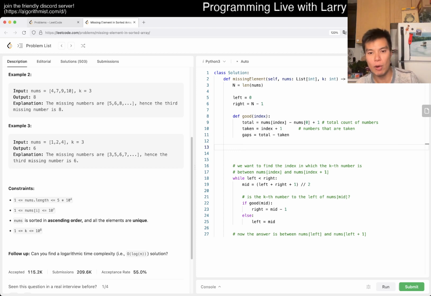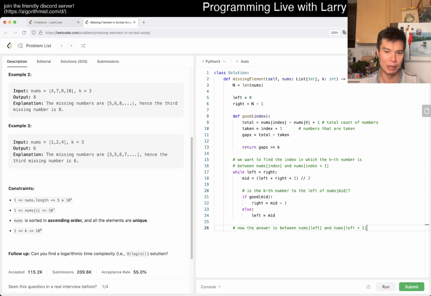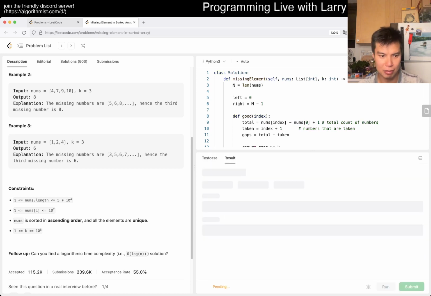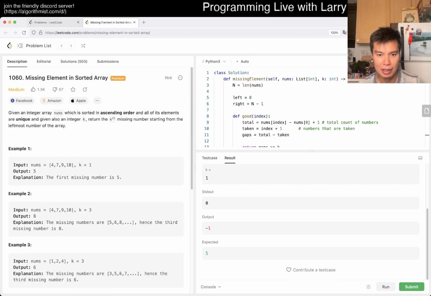So now, is the kth number to the left of it? Well, if the number of gaps is bigger than or equal to k, then this is to the left of it. And that's basically going to be our thing. Let's print it out real quick, just so we can make sure we're okay.